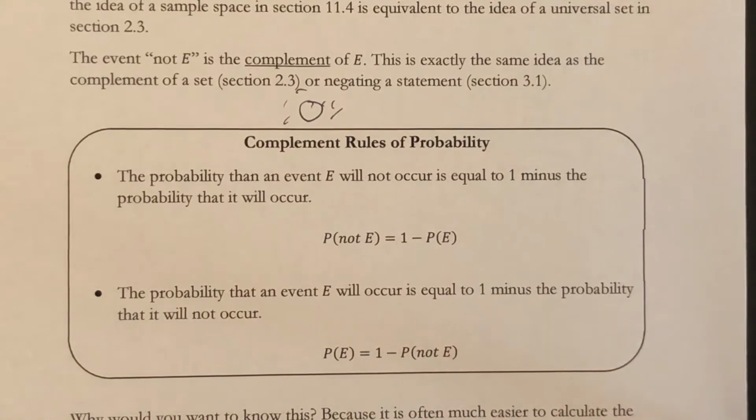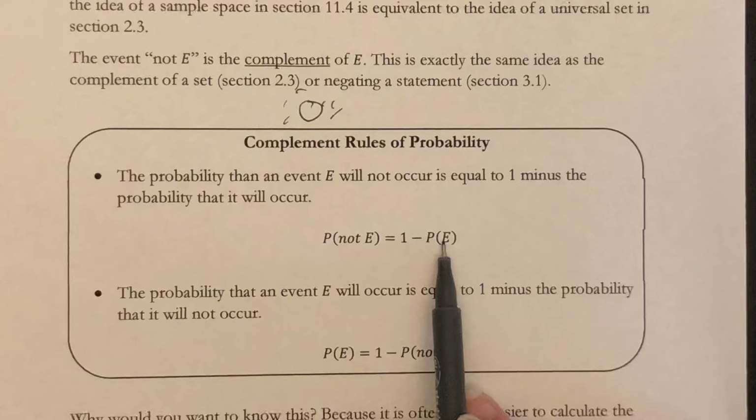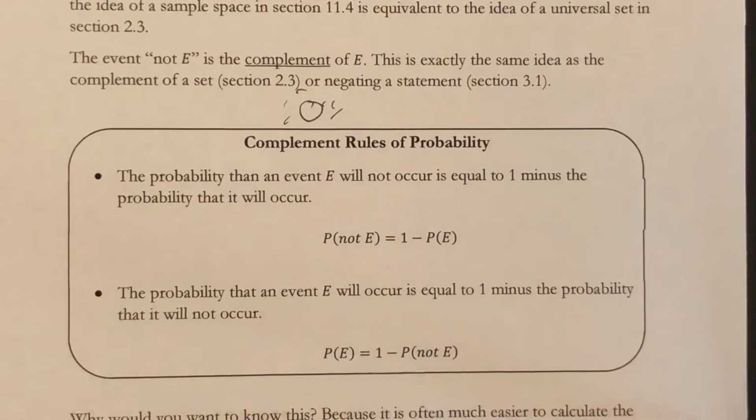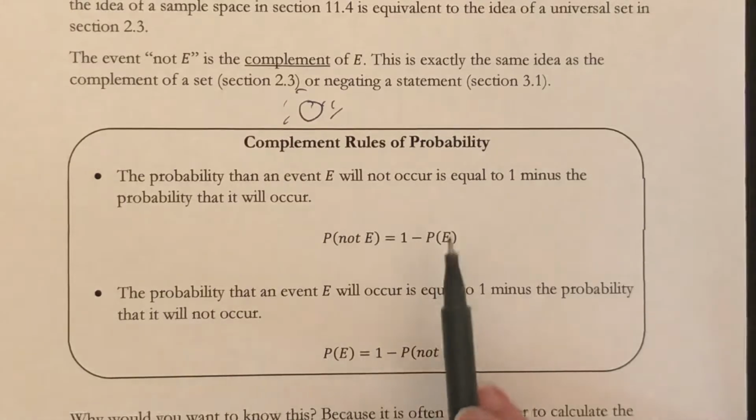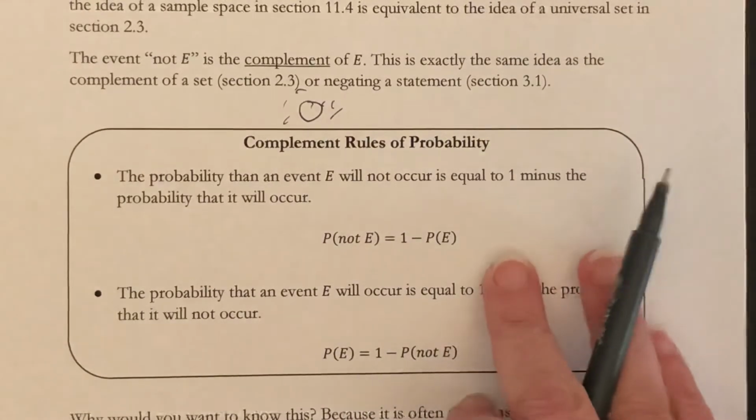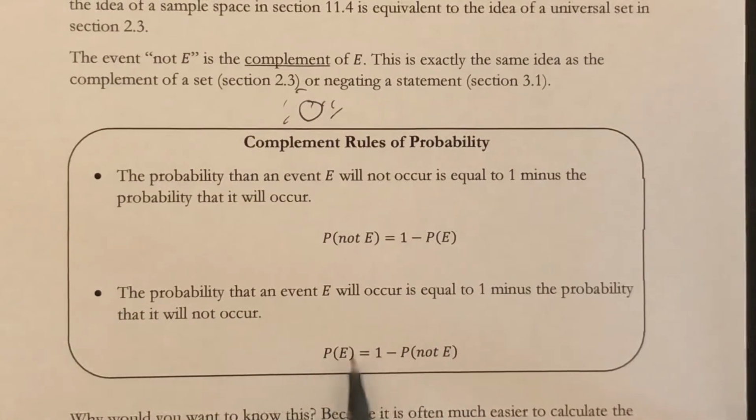Remember that if you add up all the different probabilities in a sample space, it needs to add up to 1. So if we find the probability that E does happen, then the probability that it doesn't happen includes everything else in the sample space. So the probability that E does happen plus the probability that E does not happen needs to equal 1. That's where these two formulas come from. And they do work both ways. So if you need to find the probability of E, but it's easier to find the probability that it doesn't happen, you can do that and then subtract it from 1.